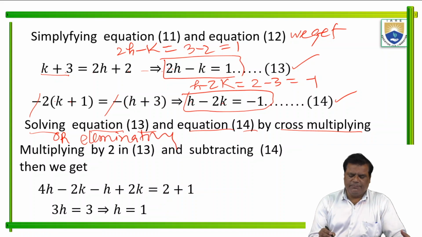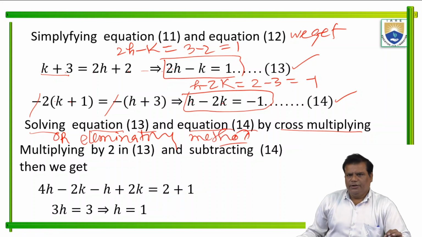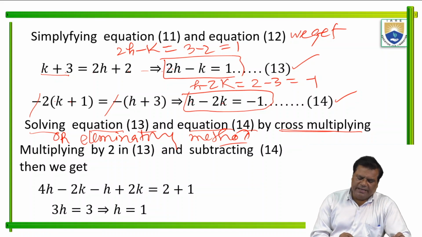Both methods we can apply here. There are two methods for solving a two-variable equation: cross multiplying and the eliminating method. So we are applying the eliminating method here.